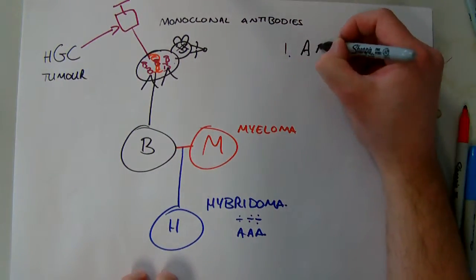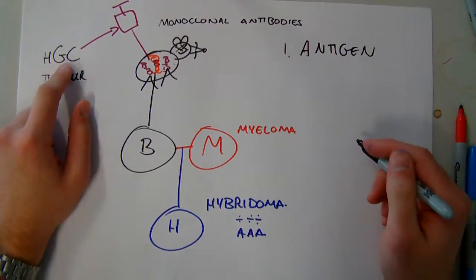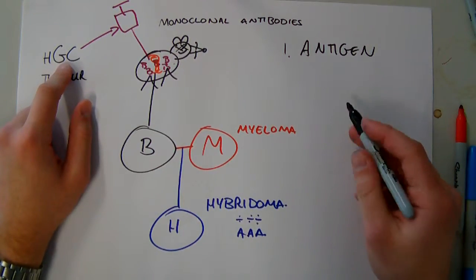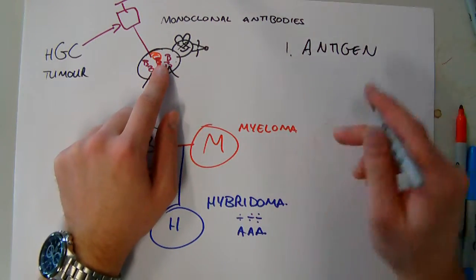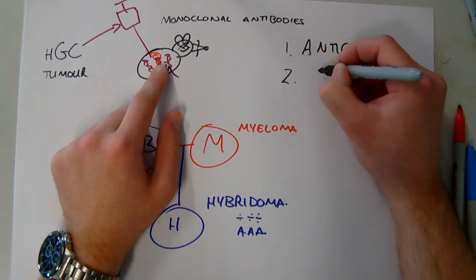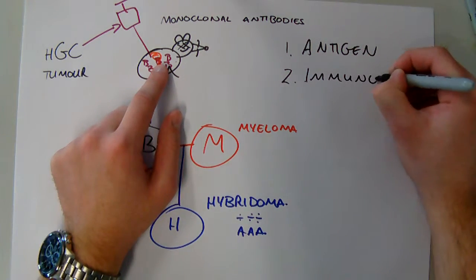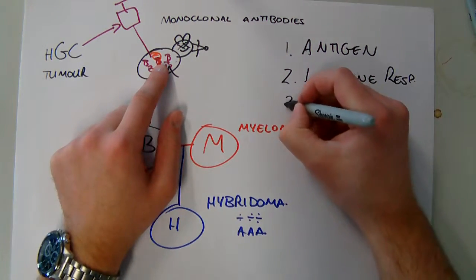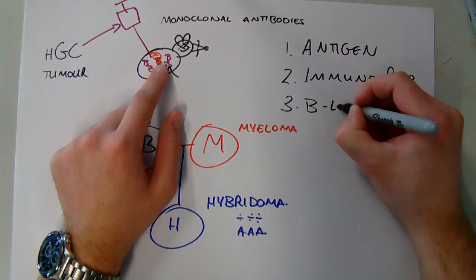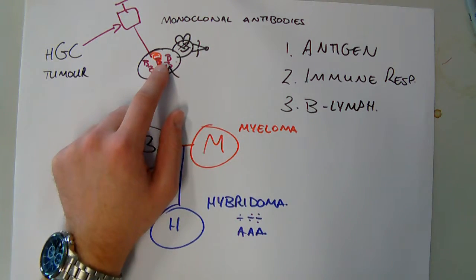The first thing is we introduce the antigen into Mr. Mouse, so whatever antigen we want, HCG for use in pregnancy testing. So the antigen is injected into Mr. Mouse, who is at this time still alive. This antigen causes an immune response in my mouse. In particular, it's going to cause the primary immune response, and he's going to make lots and lots of B lymphocytes, which I shall shorten down to B lymph.